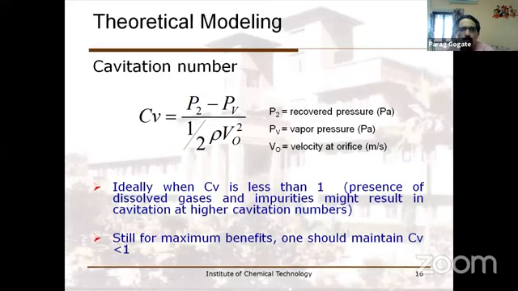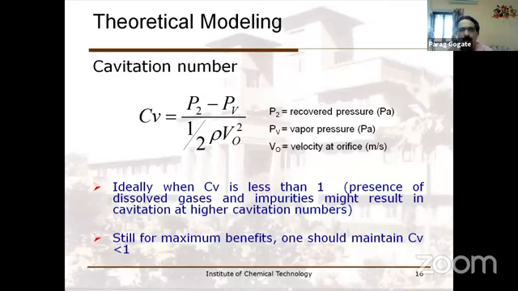A basic way to decide whether cavitation is happening or not is to calculate the cavitation number. So you have pressure drop per unit kinetic energy. P2 is the recovered pressure, PV is the vapor pressure at the given operating temperature, and V0 would be the velocity at the orifice or whatever constriction you are using. Ideally, when Cv is less than 1, you will have a lot of cavitation. Presence of dissolved gases and impurities might result in cavitation at higher cavitation numbers as well. But for maximum benefits, I should maintain it below 1.